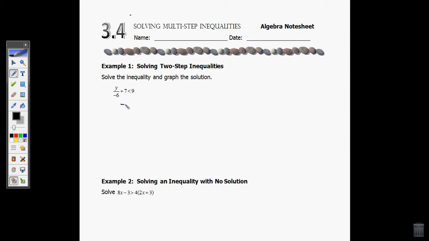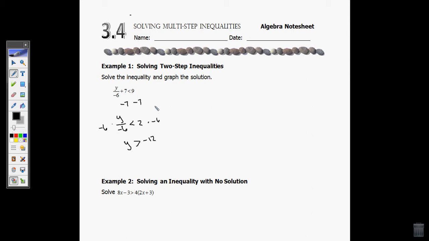The first thing we're going to do is subtract 7. And hopefully everybody knew that that was what we needed to do because the order of operations going in reverse should again kind of be a bit like second nature at this point. 9 minus 7 is going to be 2. Now I need to multiply by a negative, which means something special is going to happen here. Flip, flip. Negative 12y is greater than negative 12.